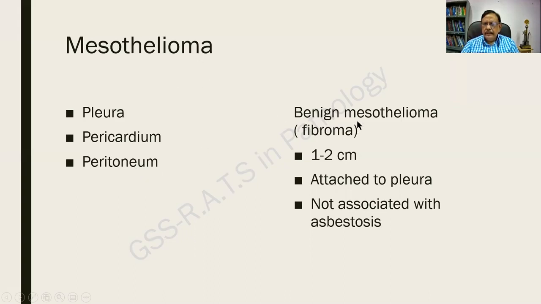And there are two types of mesothelioma. One is benign. Benign is relatively harmless. And we'll be finding only spindle-shaped cells, just like the fibrous tissue. It is also called a fibroma. Benign mesothelioma is small, 1 to 2 centimeters, and attached to the pleura. And there need not be any underlying asbestosis. A benign tumor.